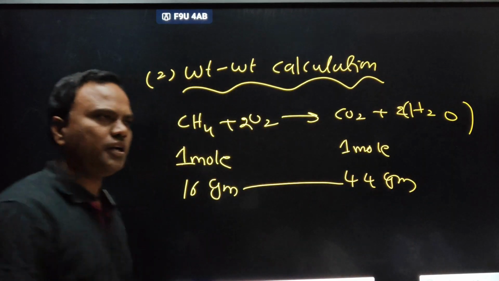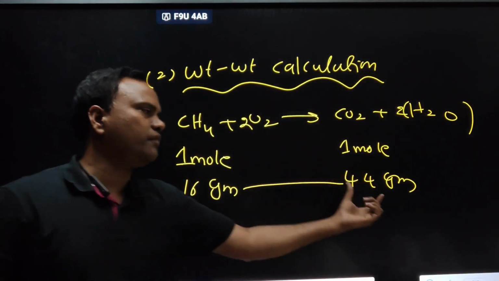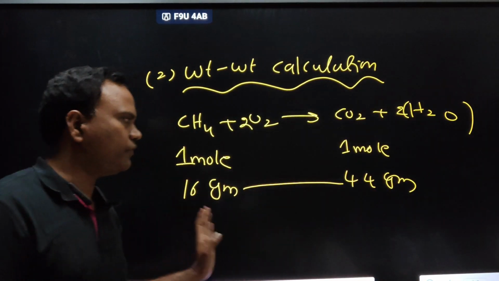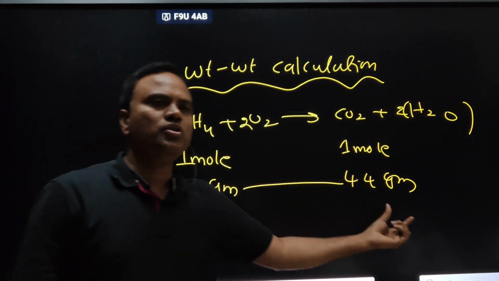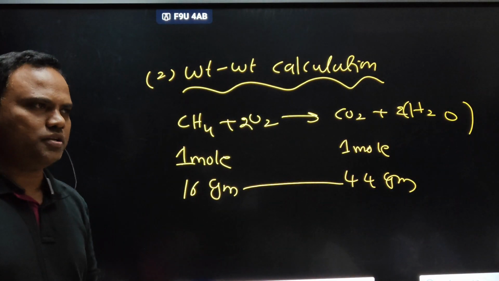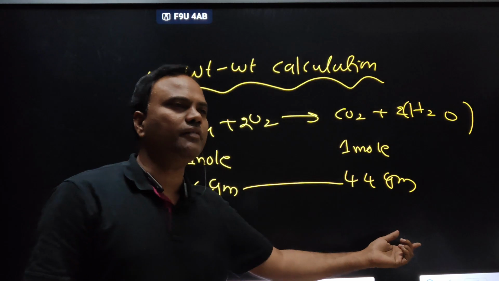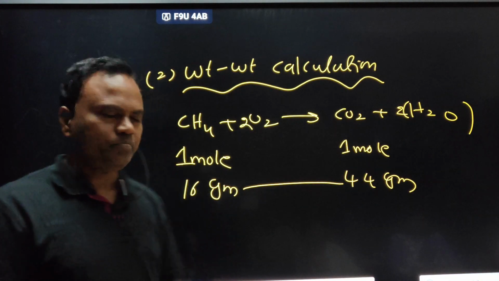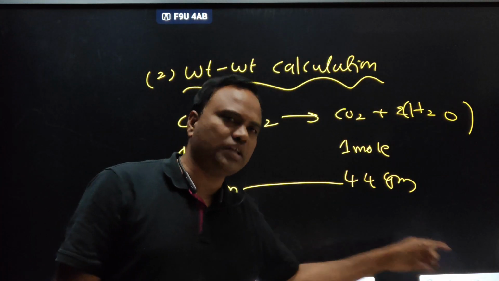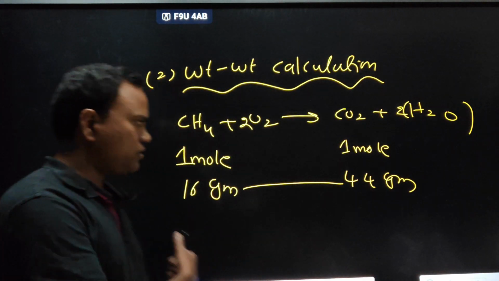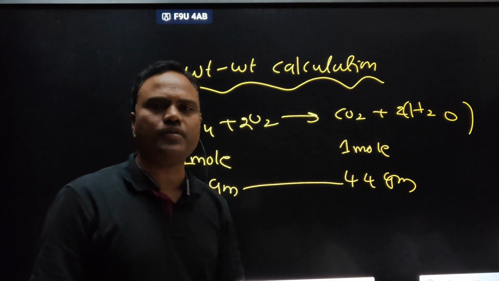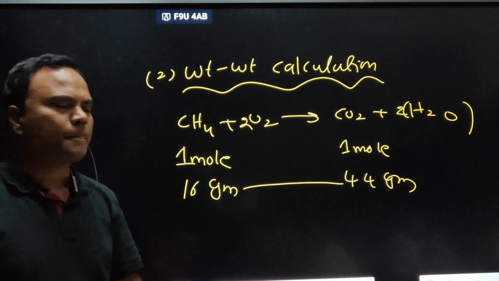So this is the weight relation. For 16 grams, how many grams of carbon dioxide are always produced? 44. For 16 grams, 44. For 8 grams, 22. For 4 grams, 11. What is the standard relation? For 16 grams, you will always get 44. That is the weight relation. Clear? Note down: 16 grams of methane upon combustion produces 44 grams of carbon dioxide. That is the meaning.